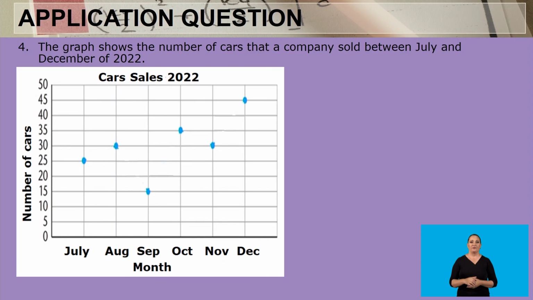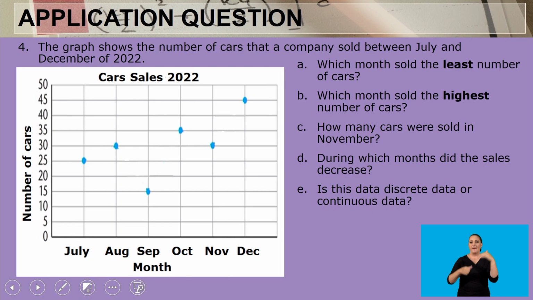The next question here says, the graph shows the number of cars that a company sold between July and December of 2022. So we can see there that we are told car sales 2022. On the vertical values, we have the number of cars, and on the horizontal, we have the months. So let's answer these questions.